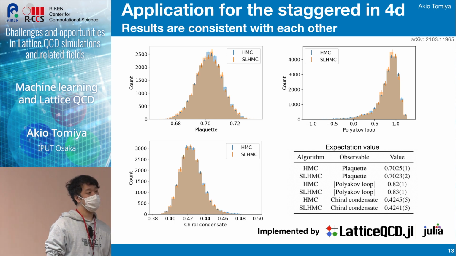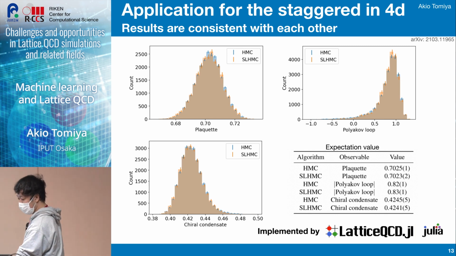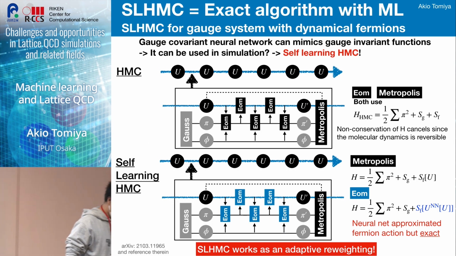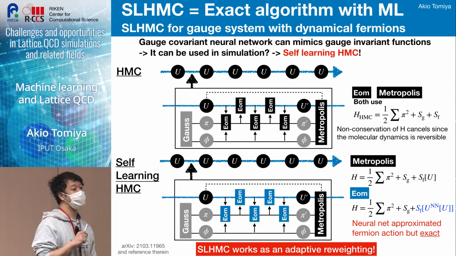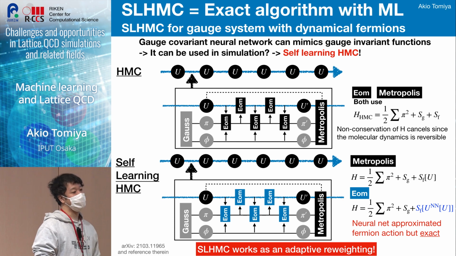Why self-learning? Okay, good question. Self-learning hybrid Monte Carlo itself is an exact algorithm, and this can generate training data. So this algorithm can generate its own training data. In this sense, this is a self-learning hybrid Monte Carlo.